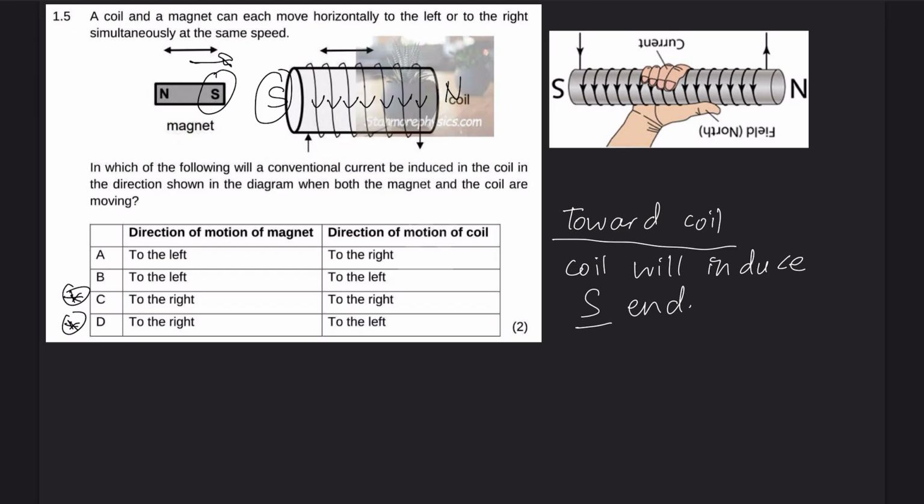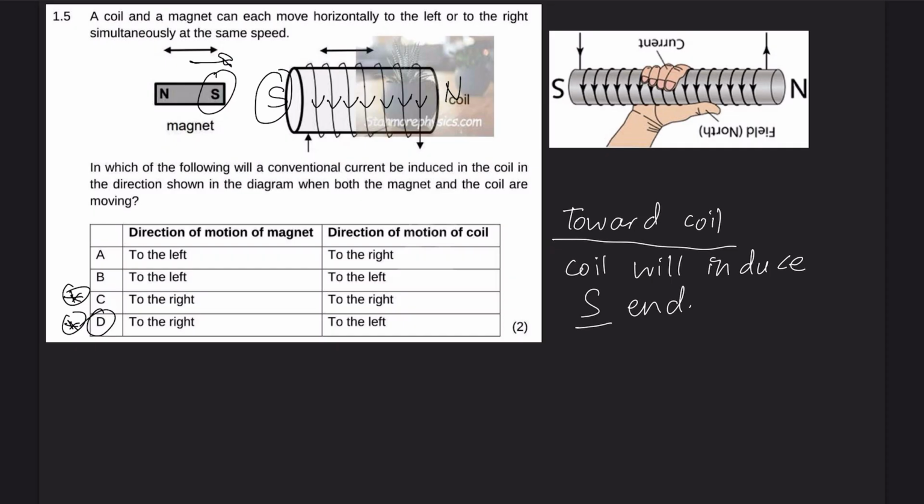Now let's focus on the coil. If the magnet is stationary and you move the coil to the left, the coil will do the same thing because the coil again doesn't want the magnet to approach it. It doesn't matter which is moving, but if the coil is moving toward the magnet, then the coil will again create a south pole to repel it. So the coil should be moving to the left. The magnet should be moving to the right and the coil should be moving to the left. So the answer here should be D.